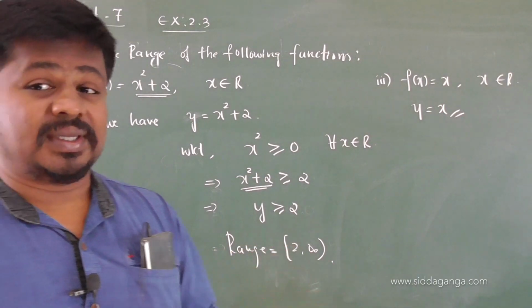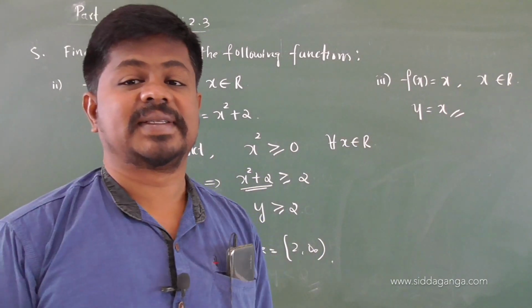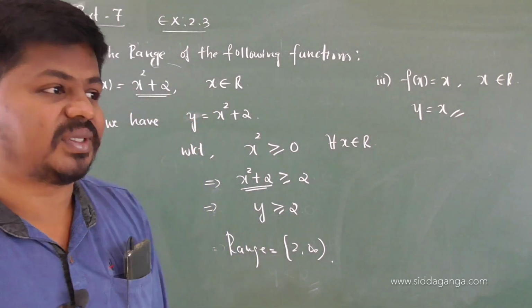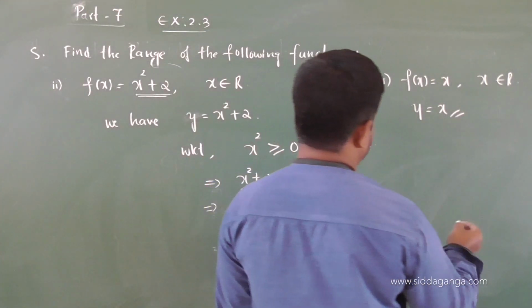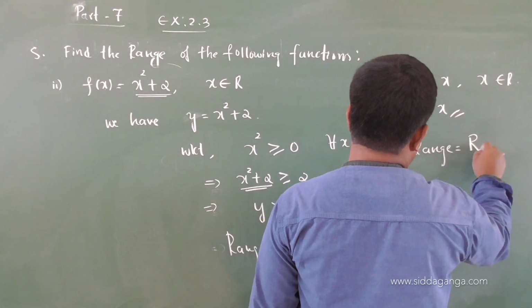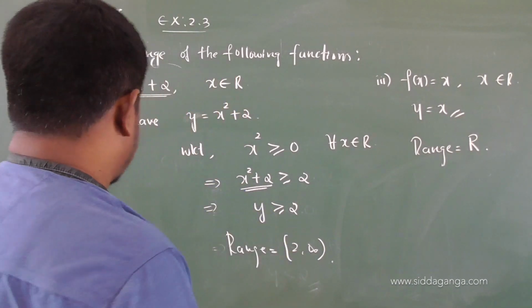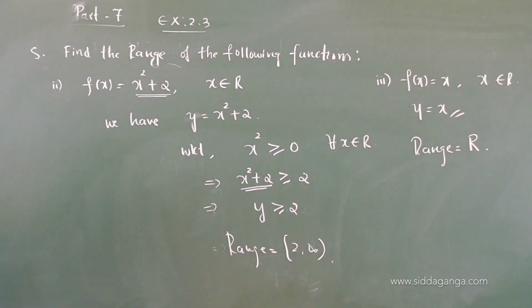Sorry, identity function. f of x is equal to x, or y is equal to x, nothing but an identity function. Yes, what is the domain? Domain is the set of all real numbers. What is the range? Range is also the set of all real numbers, discussed in the last session. Okay, this is about exercise 2.3.